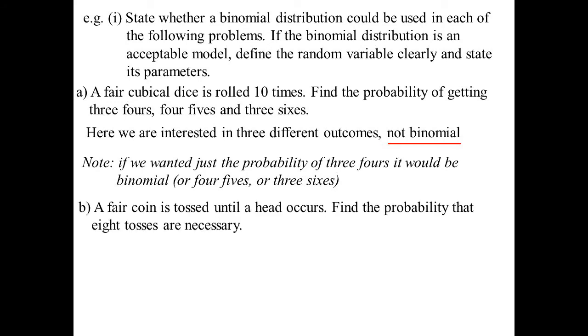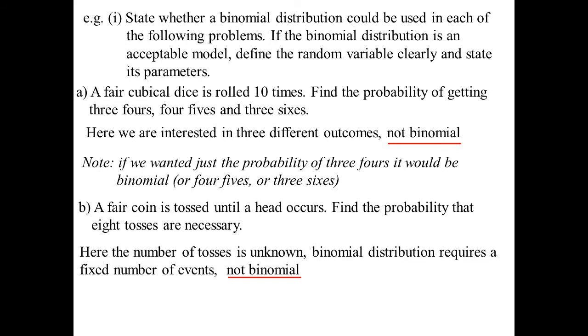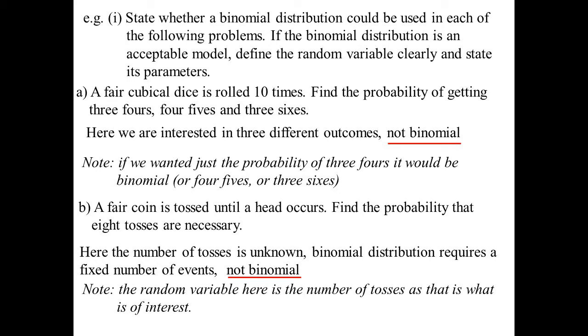We're going to toss a coin, and we're going to keep tossing it until a head occurs. And we want to find the probability that we end up tossing 8 times. Well, again, that one won't be binomial, because we need to know how many times we're repeating the trial. In this case, we don't know how many times we're repeating it. So that would not be a binomial distribution. The random variable here is actually the number of tosses, not whether it's heads or tails.